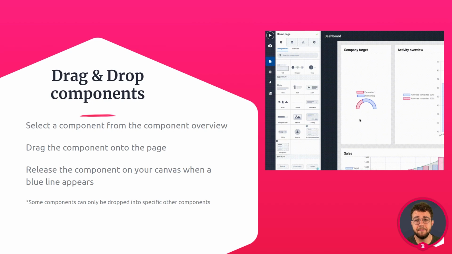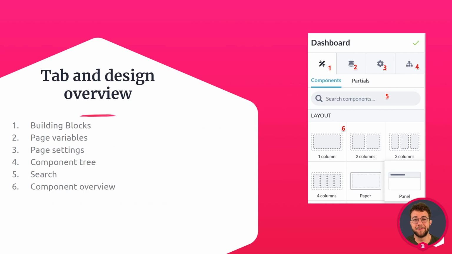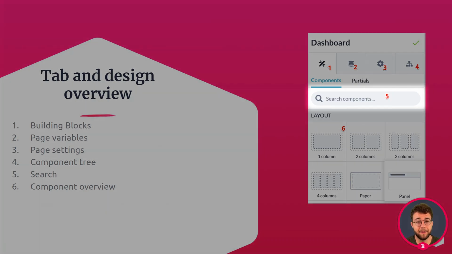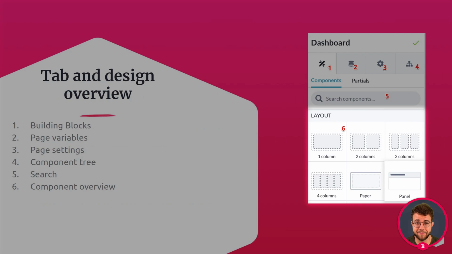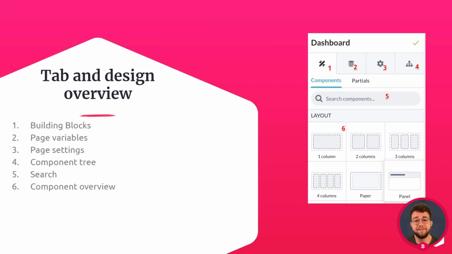Let's go over some of the items that you can find within your page builder. Tab and design overview. The first thing when you open up the page builder page that you see is your building blocks overview. Your building blocks tab shows you the search bar for all the components that you have in your application and a component overview. The second tab shows you page variables. The third tab shows you your page settings, and the fourth tab shows you your component tree. Let's go into what these tabs exactly can do.